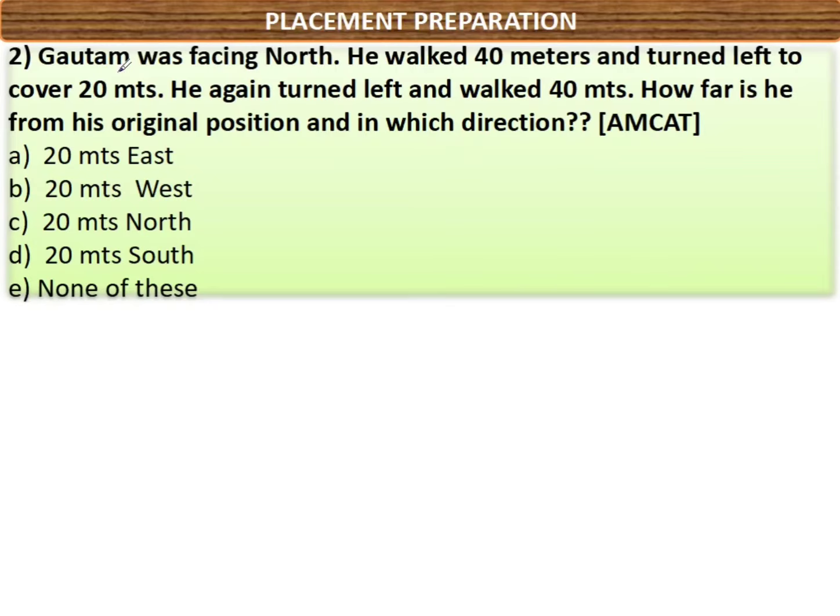The next question is, Gautam was facing north. Let me assume Gautam is here, this is the starting point. He is facing north. North means upside. He walked 40 meters, which means towards which side will he walk 40 meters? Obviously towards the north side. So let me consider this as 40 meters.